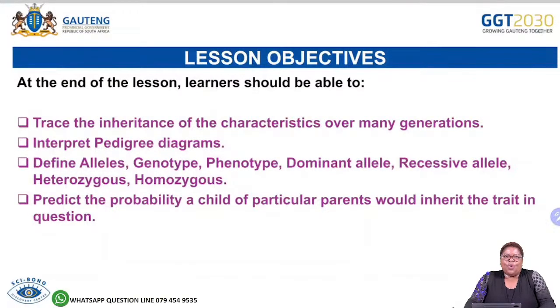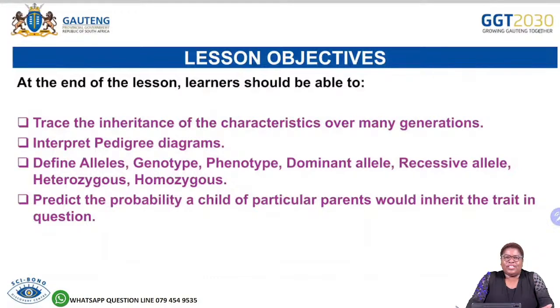Right. So in each lesson, you need to have the objectives to say what you want to achieve at the end of the lesson. I've got my objectives for today. At the end of this lesson, you need to be able to trace the inheritance of characteristics over many generations. You can relate the genetic diagrams with generations, link it to that. And you need to be able to interpret pedigree diagrams that can be given to you.